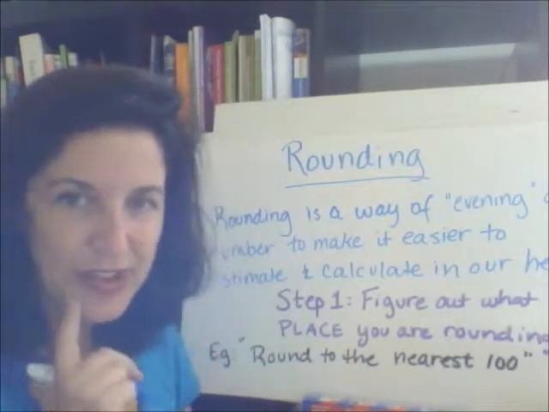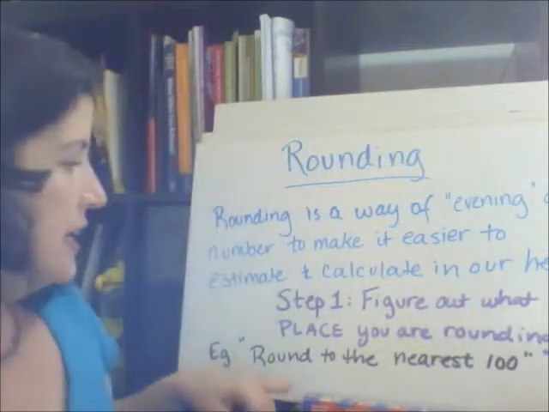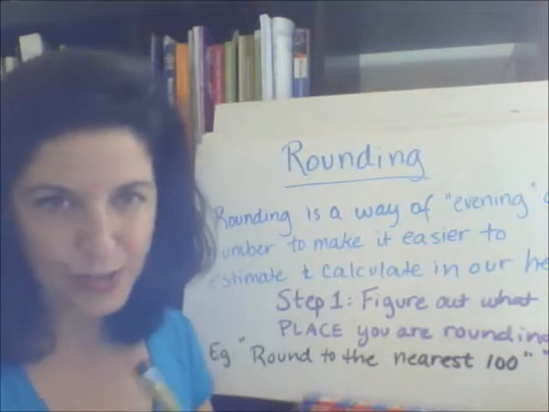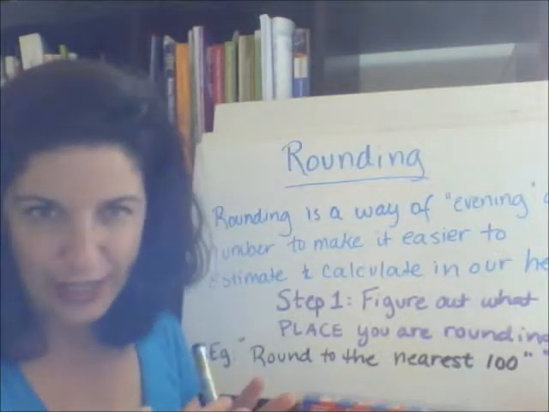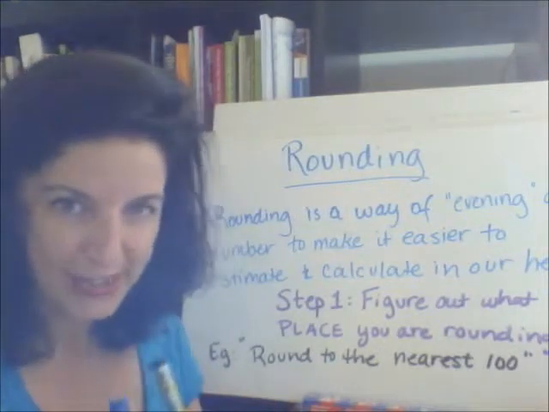Step one is to figure out what place value you're rounding to. For example, you look at the instructions. The example I'm giving you, round to the nearest 100. So you have to know your place value. We've written all the place values on the board recently, so you can refer to that if you're not sure.